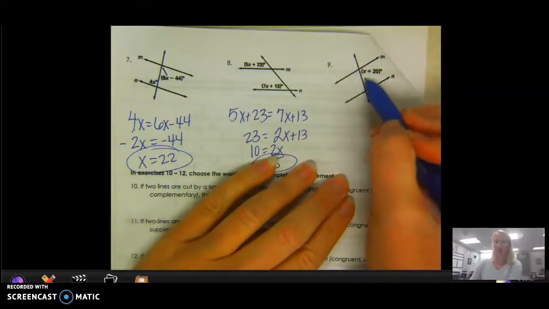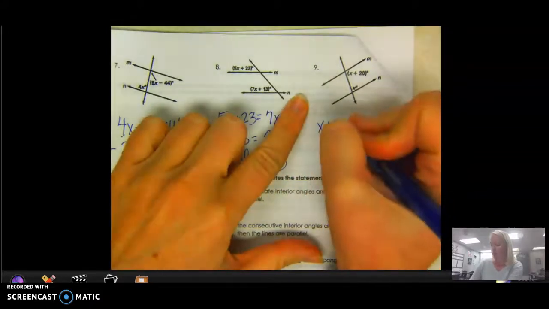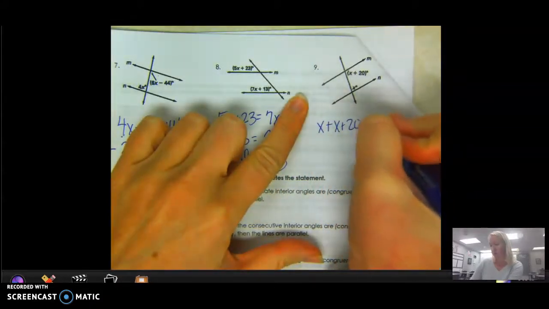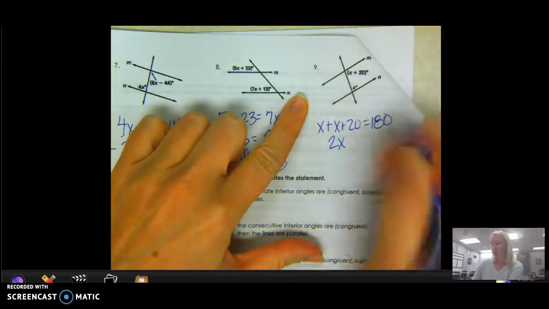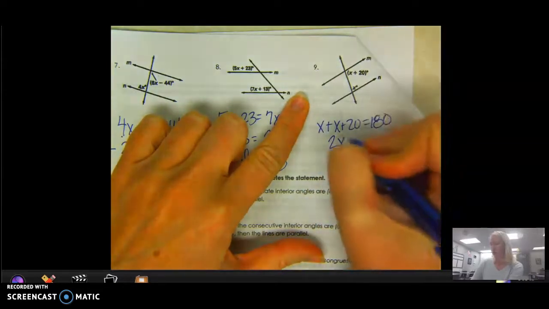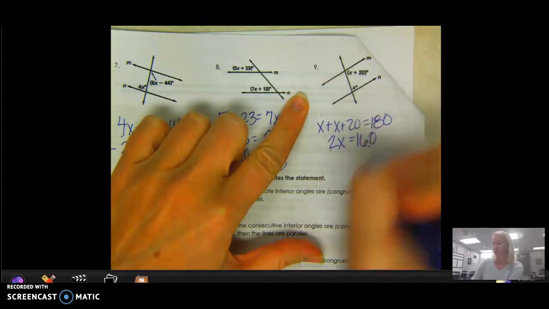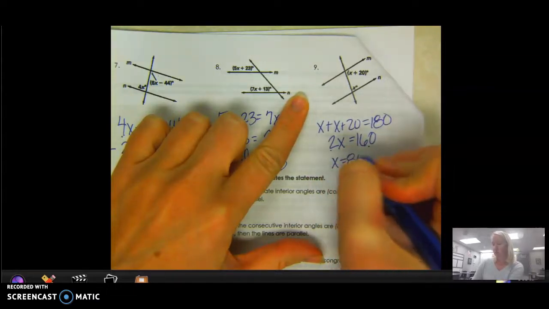Next one, these two angles are consecutive interior. Consecutive interior add to 180, so it'd be x plus 20 equals 180. That is 2 x's, and then I'm going to subtract 20 from both sides to get 160. Divide by 2, x equals 80.